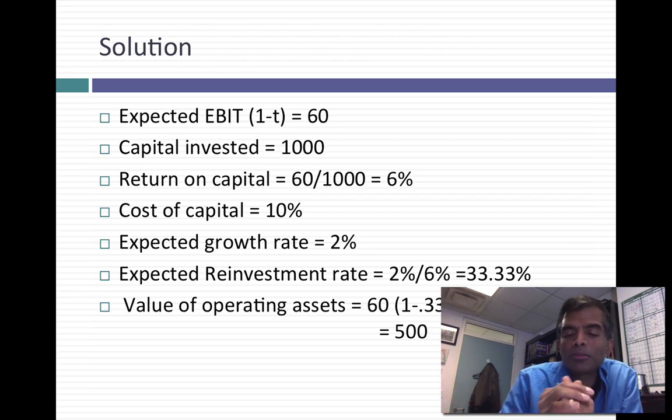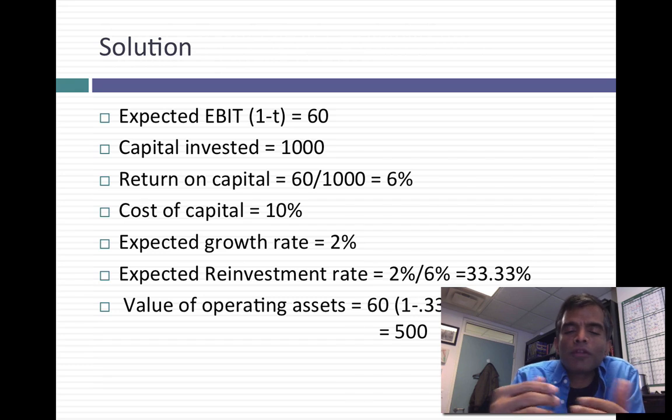I have all the pieces of the puzzle. I have the after-tax operating income of $60 million. I net out the 33% that's reinvested, so I get a cash flow of $40 million. Divided by the cost of capital minus the growth rate, that gives you $500 million. Let's think about the variations you can have here.